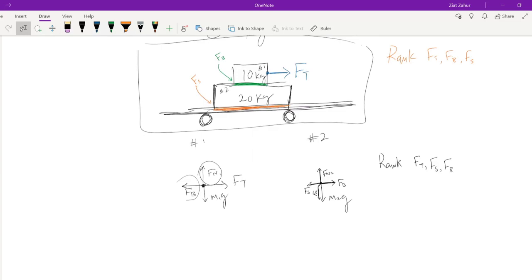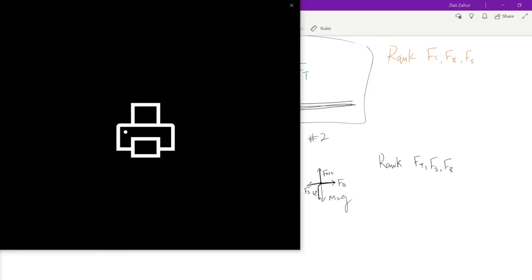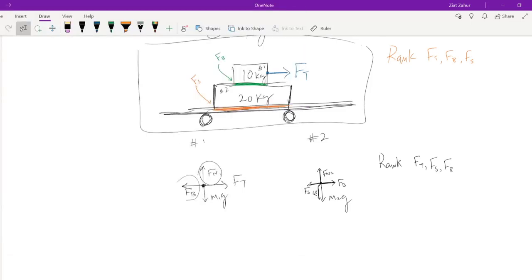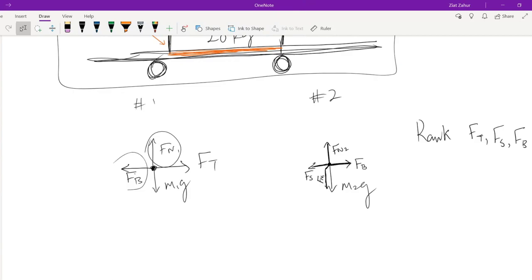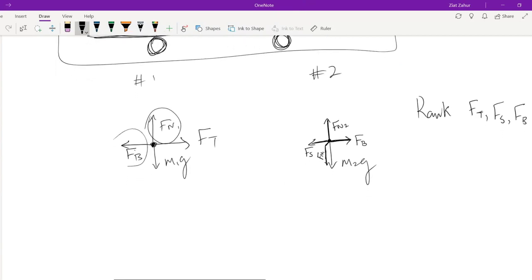Could be. You're supposed to use FBDs and figure out the relationship between each force. So I did my FBD, and the next step is my sigma equations. Of course, sigma Fy1 is Fn1 minus M1g equal to 0. And so Fn1 is equal to M1g.